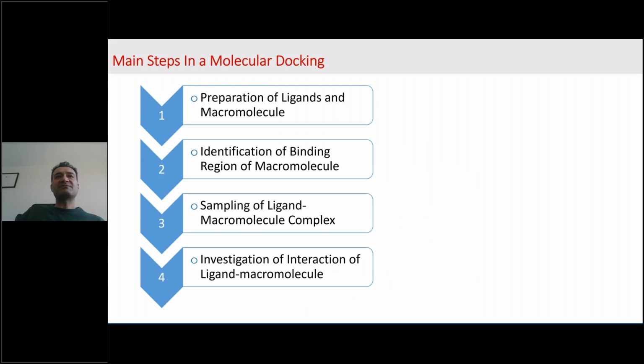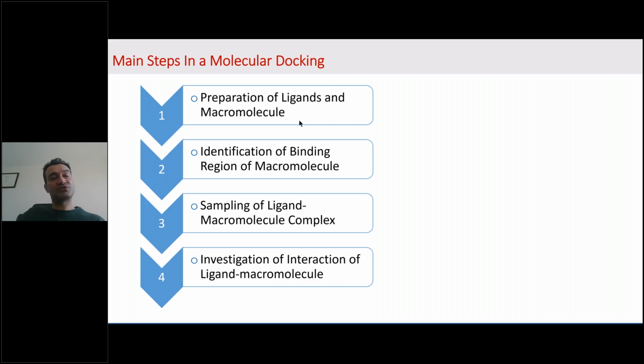Those are the main steps involved in molecular docking. First, you have to prepare the ligands and macromolecule. It is one of the most crucial parts in molecular docking because the macromolecule, the protein, should be checked for errors. Sometimes amino acid residues are missing. You have to check for the bond orders. Hydrogens are missing. You have to optimize and minimize all your protein here.